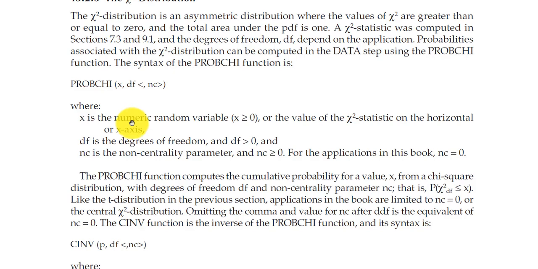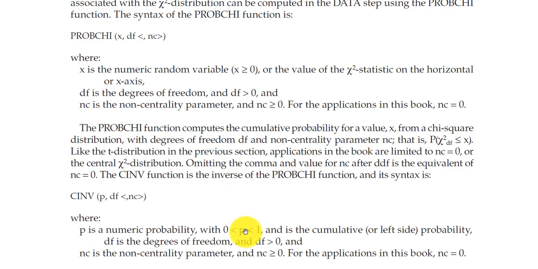The opposite of prob chi is chi-inverse. Specify the cumulative probability, the degrees of freedom for the application, and close the parenthesis. Use the non-centrality parameter if you're in an advanced application. So just keep in mind, these are again looking for cumulative probabilities, either as the argument or it'll generate that as the result.